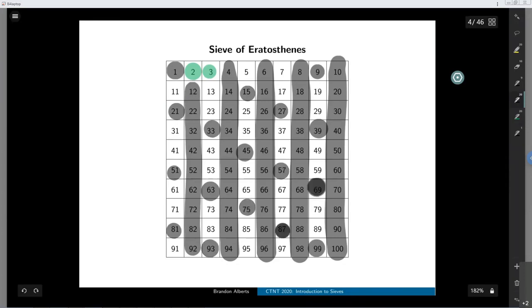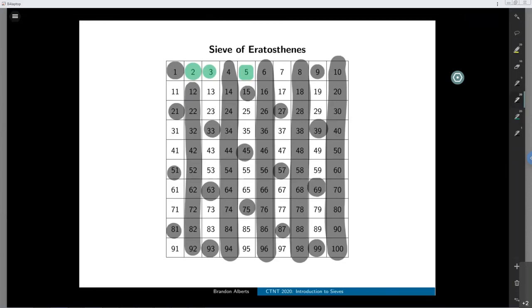And then 99. All right. Pretty sure I got them all. So that removes all the numbers divisible by 3. We keep going. We've gotten rid of all composite numbers that are divisible by 2 and 3. So the next smallest number, 5, has to be prime. It's not divisible by anything smaller than itself.